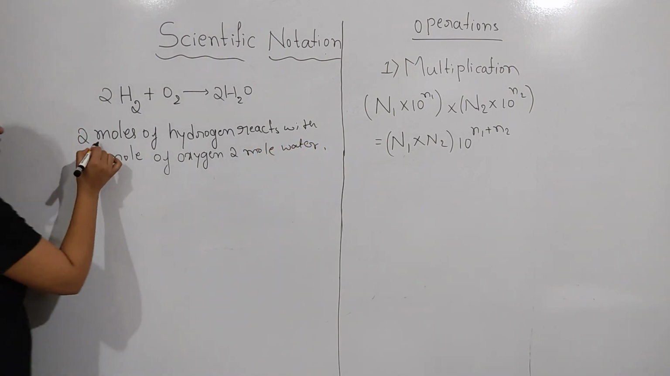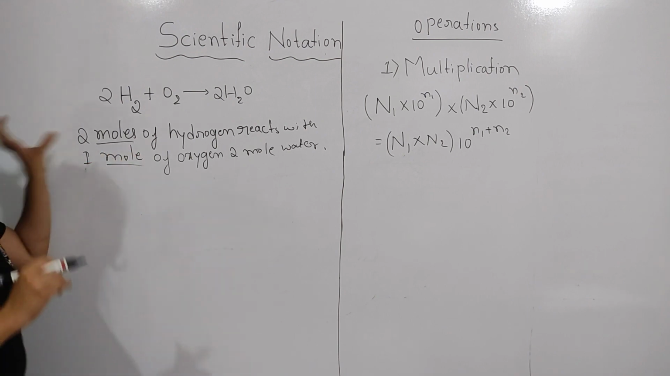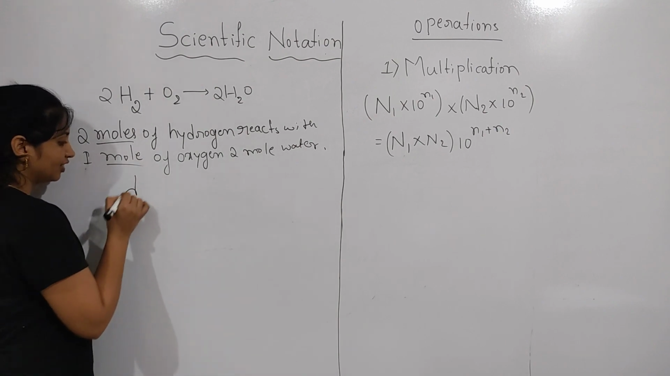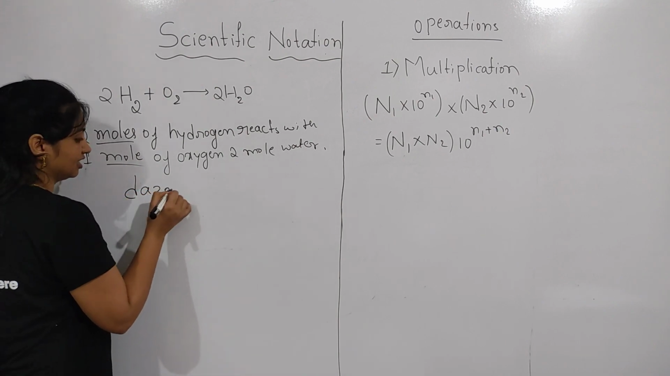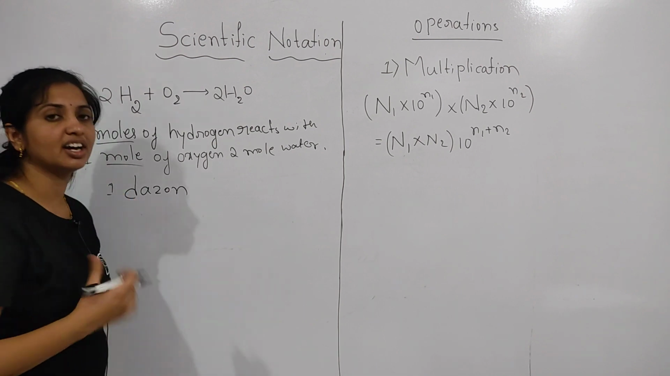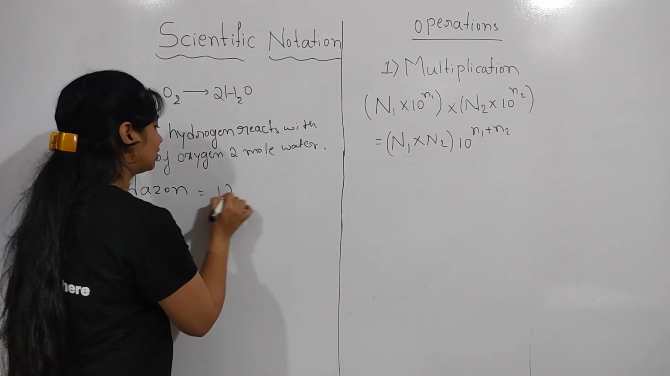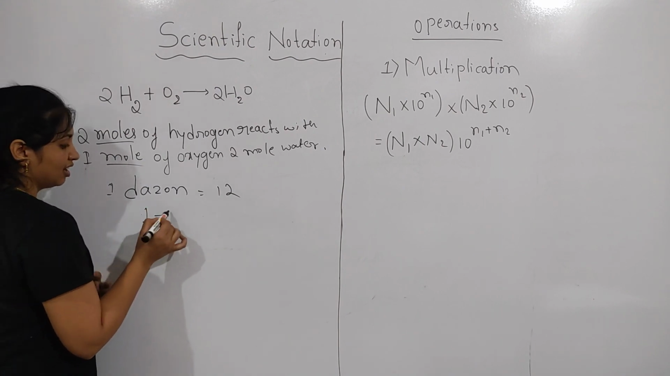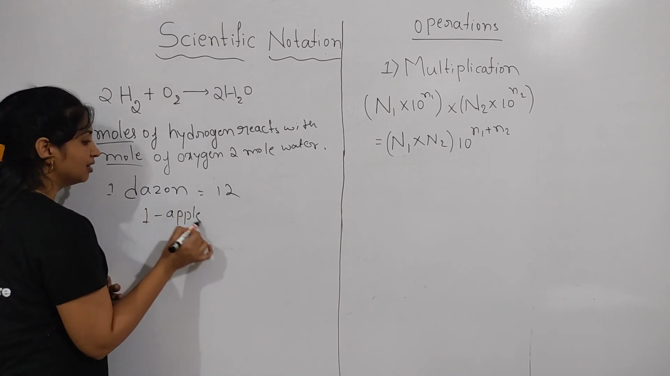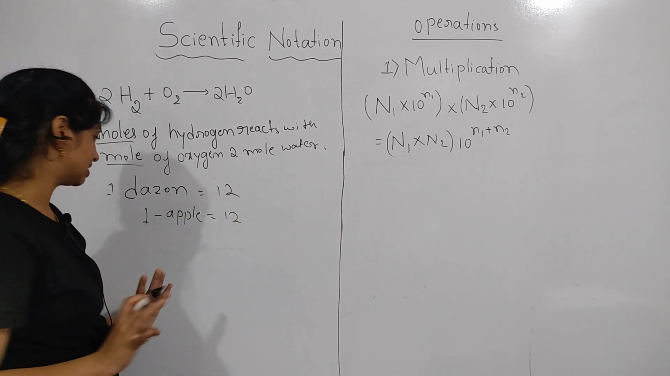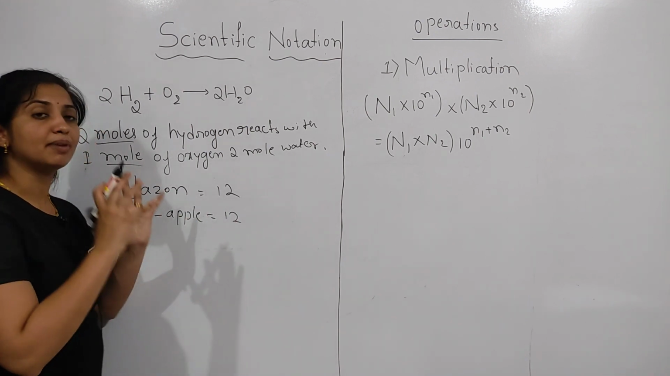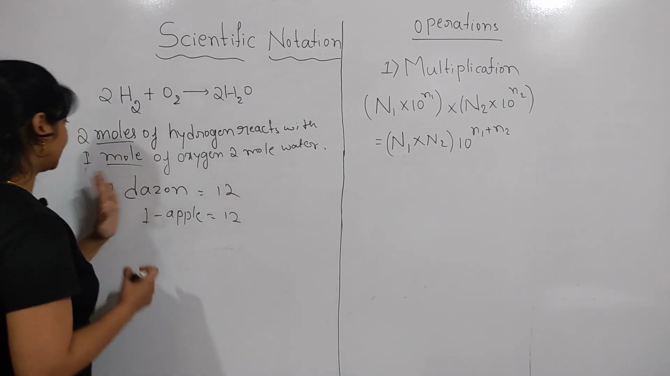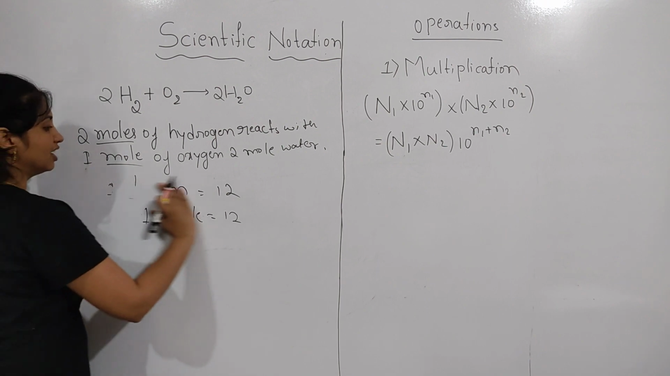So what is the meaning of mole here? The mole is just a number. For example, you are very friendly with the word dozen. A dozen means the number 12. So 1 dozen apples means 12 apples, and 1 dozen bananas is equal to 12 bananas. Like that, mole is also a type of number.